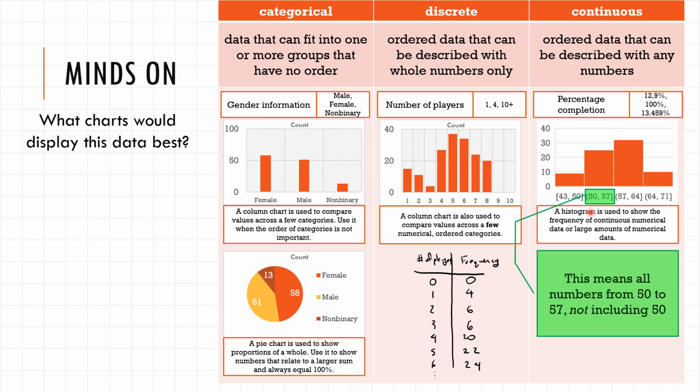Okay, so we're done our minds-on activity now. We've looked at different types of data. We can look at a bunch of data if we have a data set and say, oh, is this categorical, is this discrete, is this continuous? And then we can choose the right chart to display that data. Let's see all of this in action.